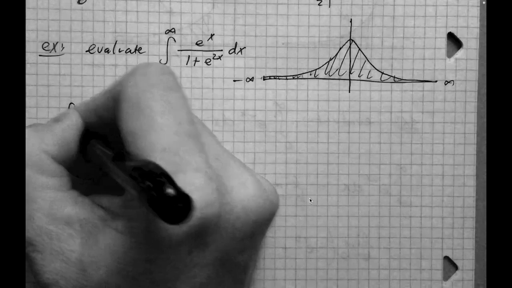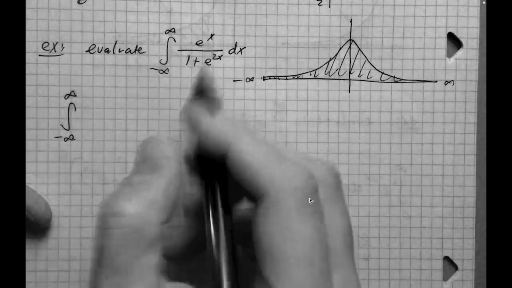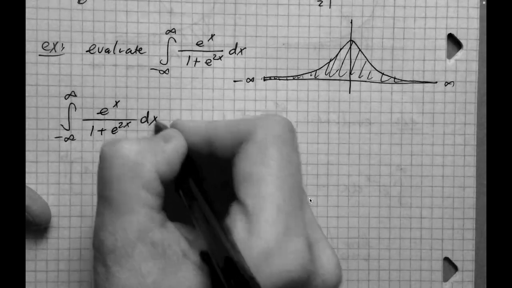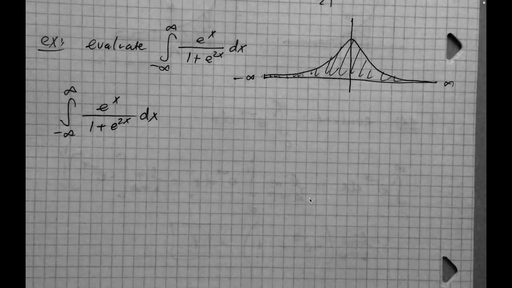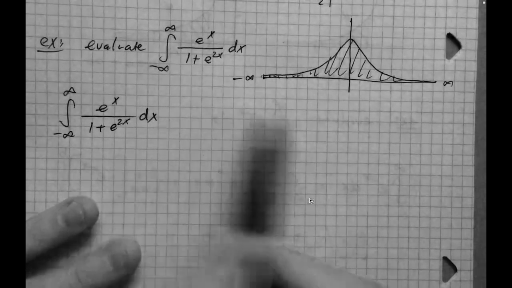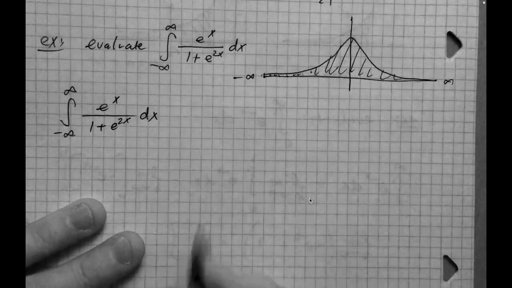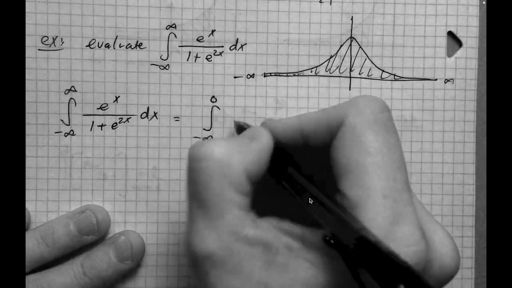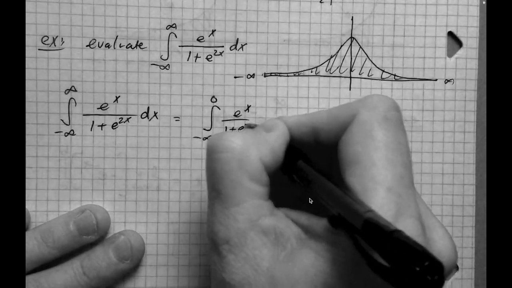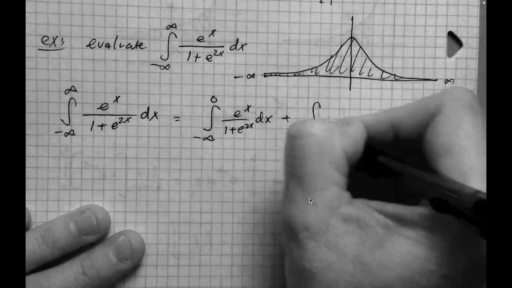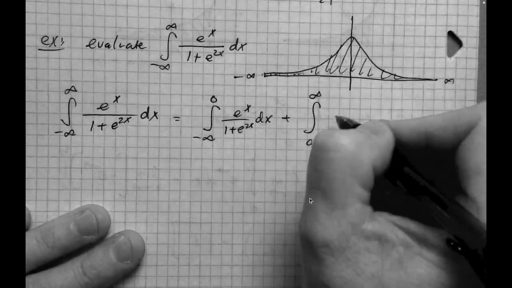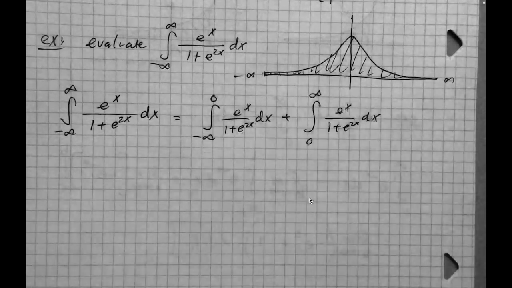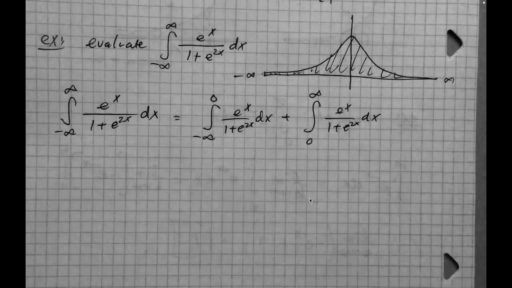We'll start by rewriting the integral, and then we have to break it up, following the rule we established early on. We find some value in the middle, and 0 is the most convenient. So this is the integral from negative infinity to 0 of e to the x over 1 plus e to the 2x, plus the integral from 0 to positive infinity of e to the x over 1 plus e to the 2x. We broke it into two pieces.